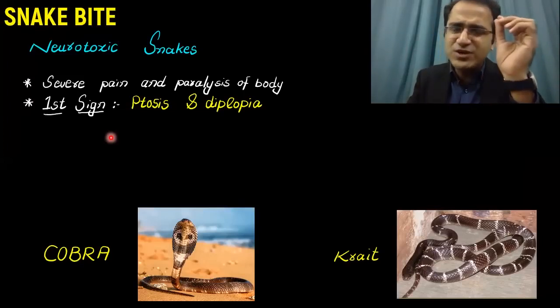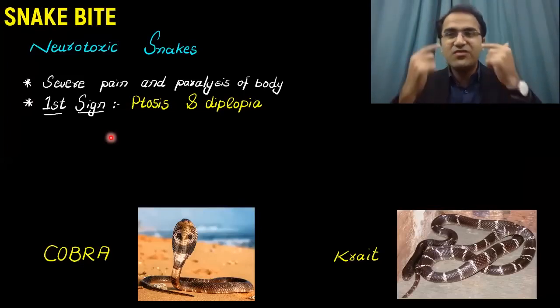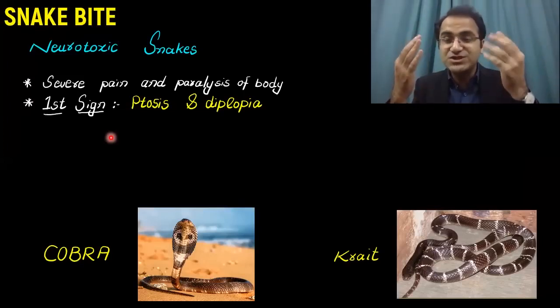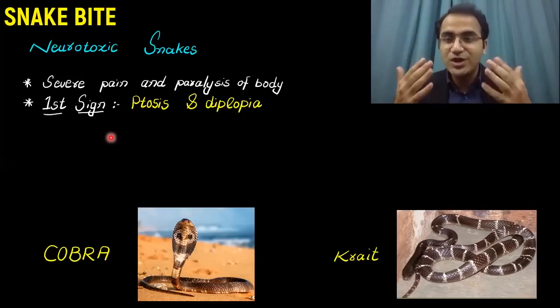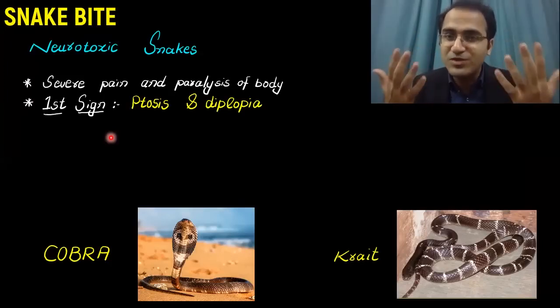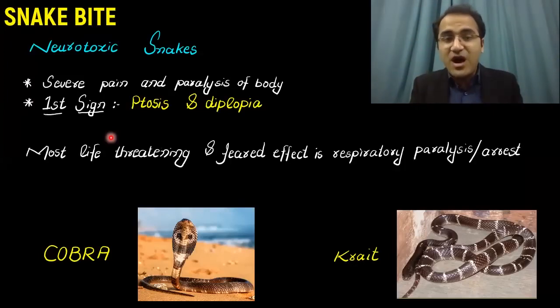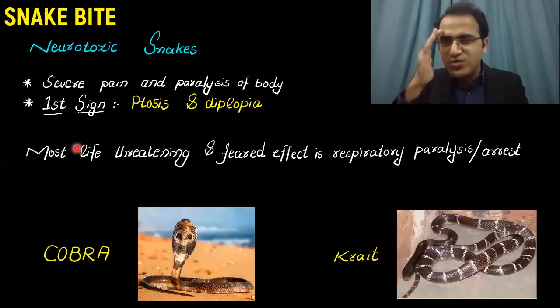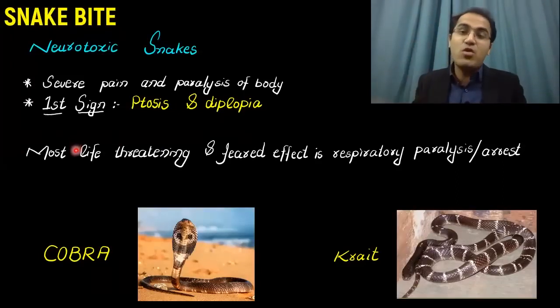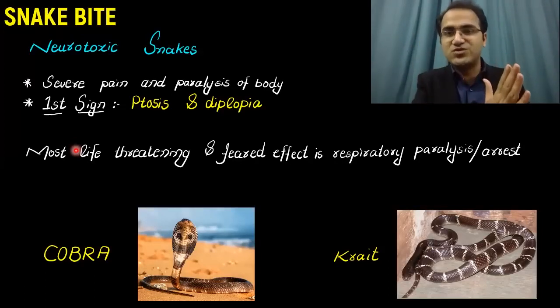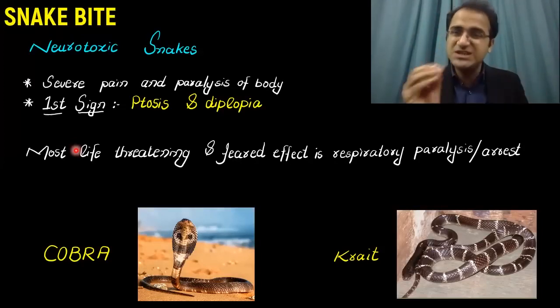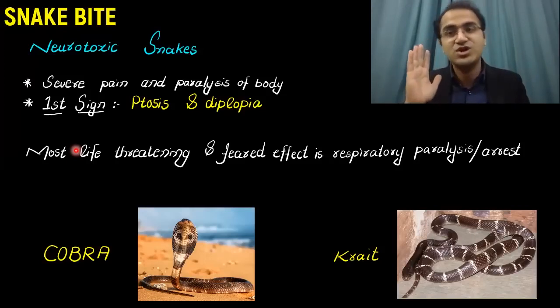The first sign that you would see in these patients would be the eye signs. In these patients, you would be seeing ptosis, diplopia, ophthalmoplegia. So these are the first signs that you need to observe. After that, the most life-threatening thing that should be in your mind is that this patient will now progress to respiratory paralysis and I have to save him before he progresses to respiratory paralysis. And this is an indication that you have to give anti-venom to this patient.